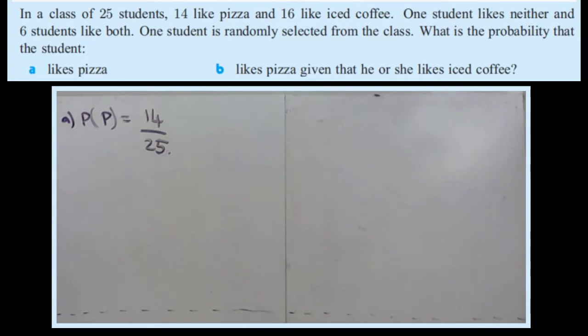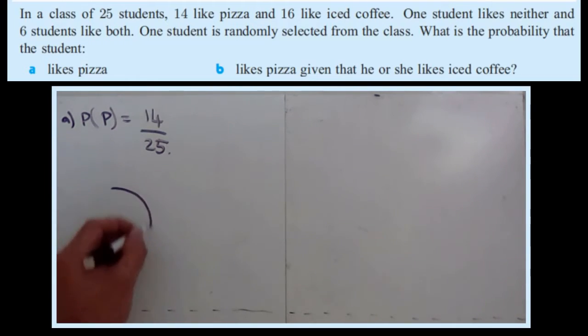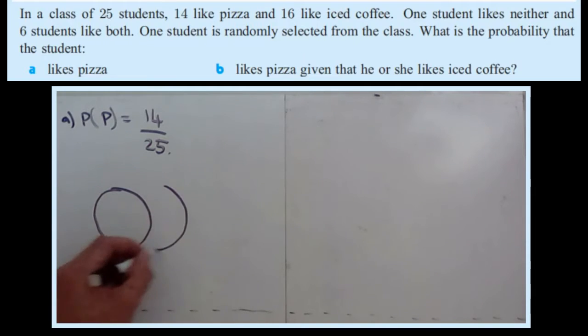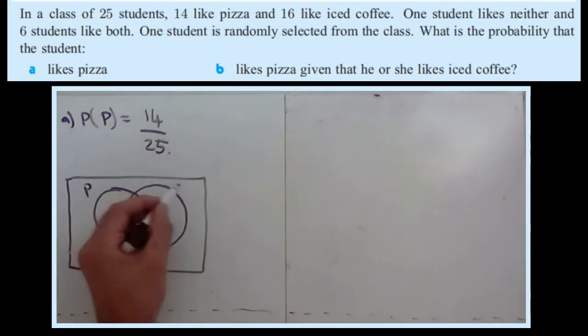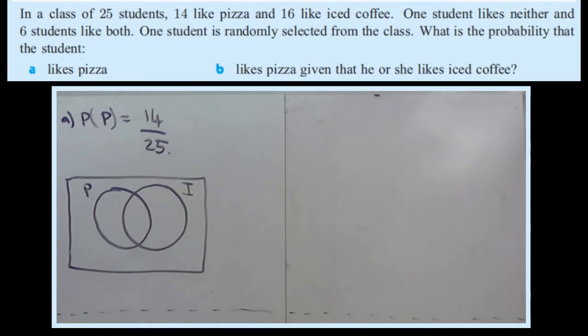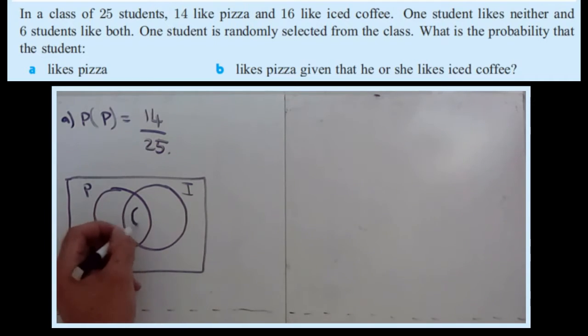So for part B, I think I'm going to draw a Venn diagram to start. We do have an intersection because we know there's 6 like both, so we do need to make sure our circles intersect. We do need a universe because we do have that 1 student who doesn't like pizza or iced coffee. And then if we have a P for pizza and an I for iced coffee, we can start to fill things in. I would always start in the middle with our 6 that like both. So 6 students like both.